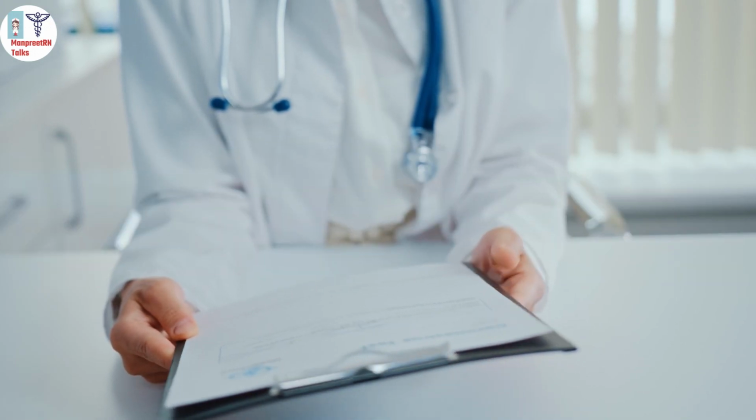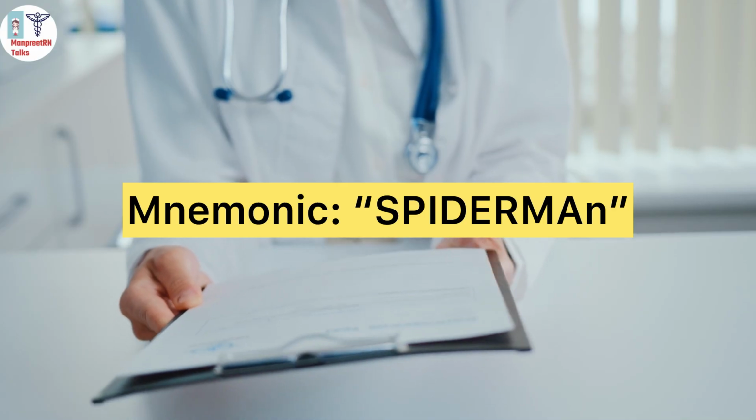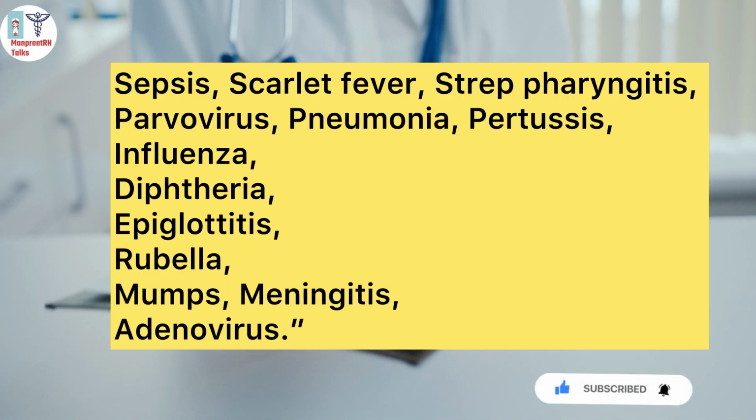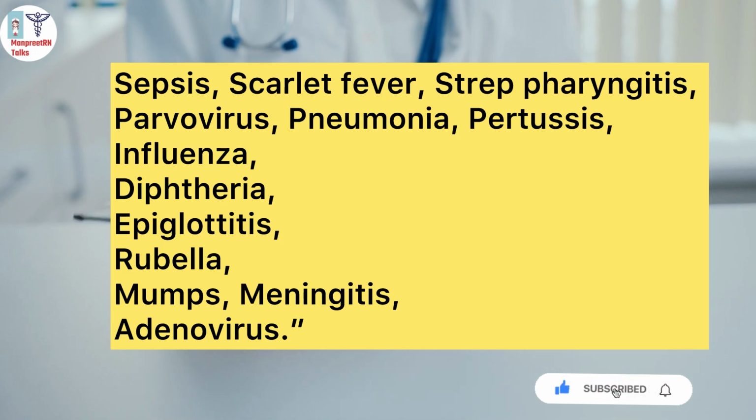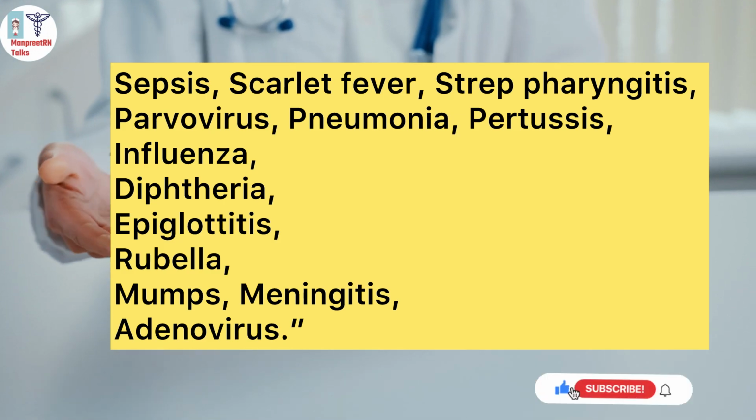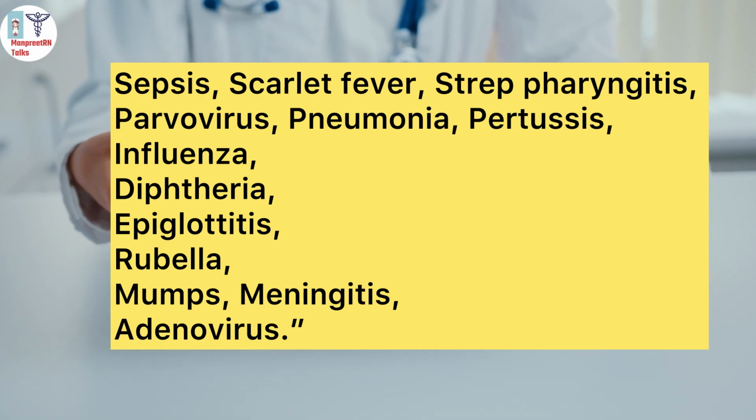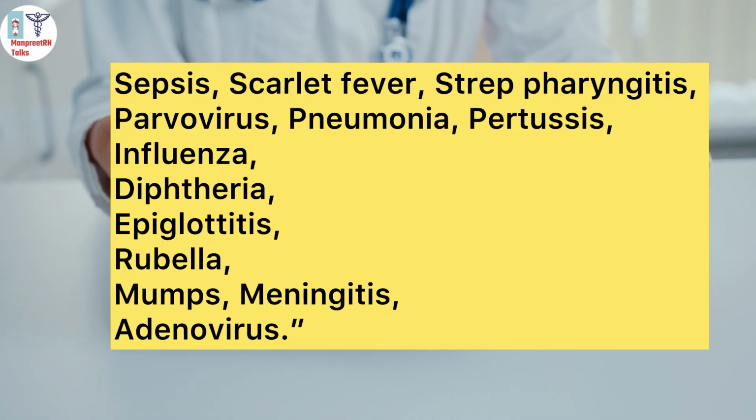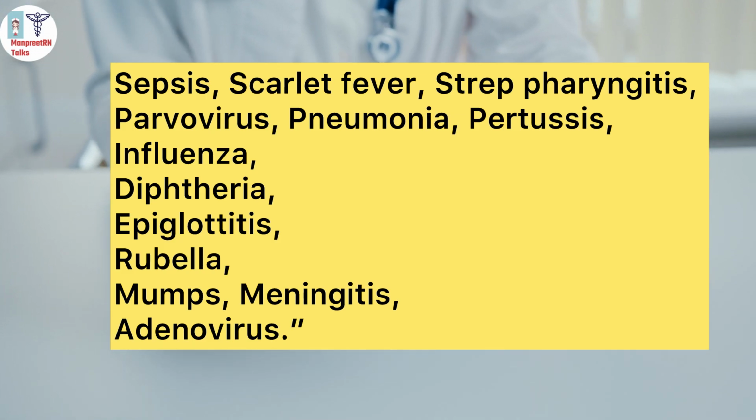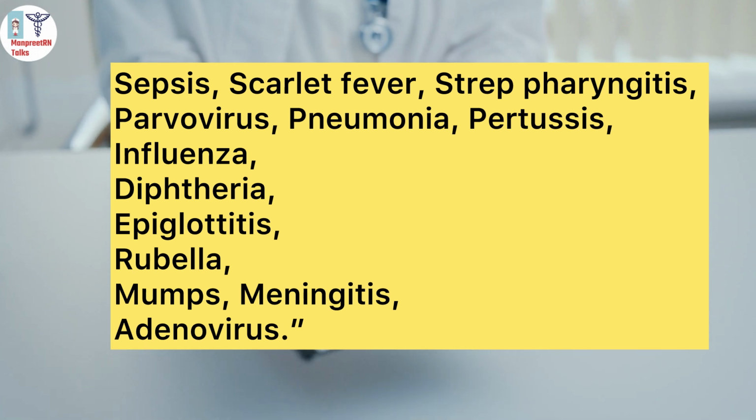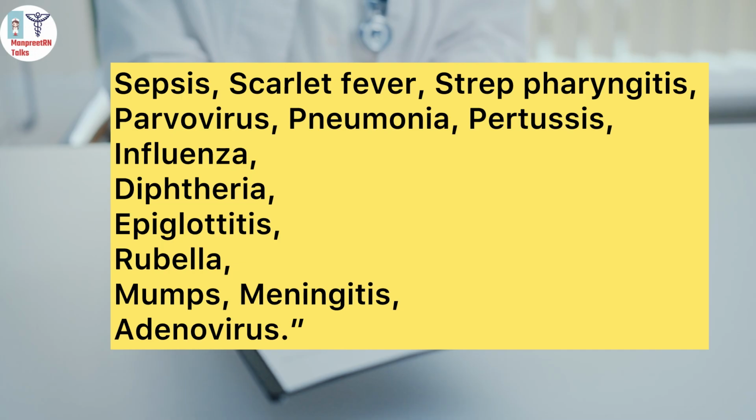So for the mnemonic here, you can remember droplet infections are Spider-Man: sepsis, scarlet fever, and strep pharyngitis, parvovirus, or pneumonia, pertussis, influenza, diphtheria, epiglottitis, rubella, mumps, meningitis, and adenovirus. So you can remember Spider-Man.